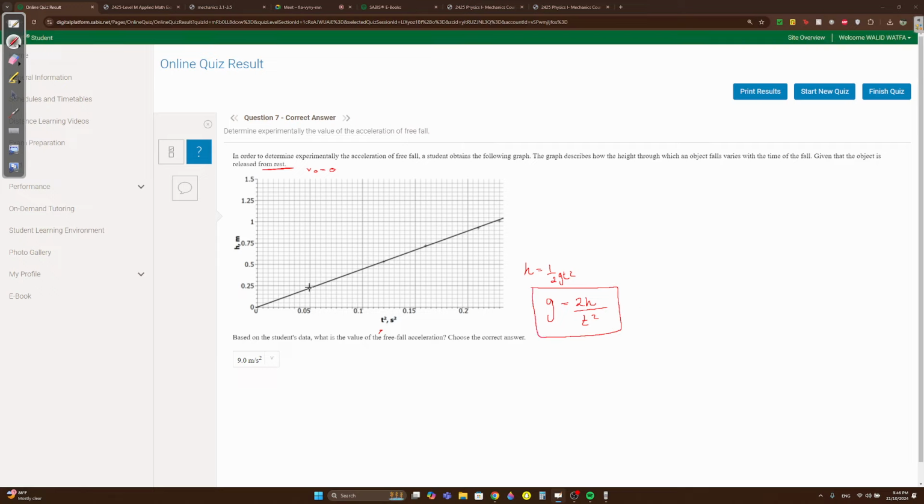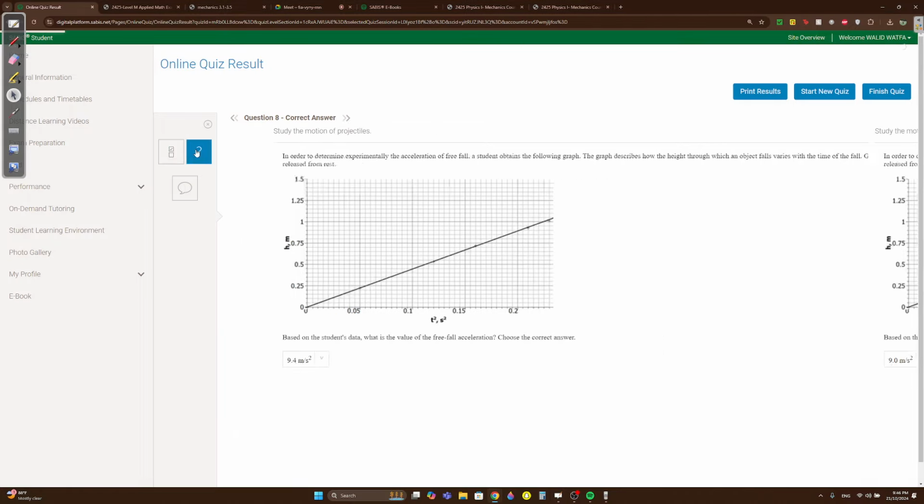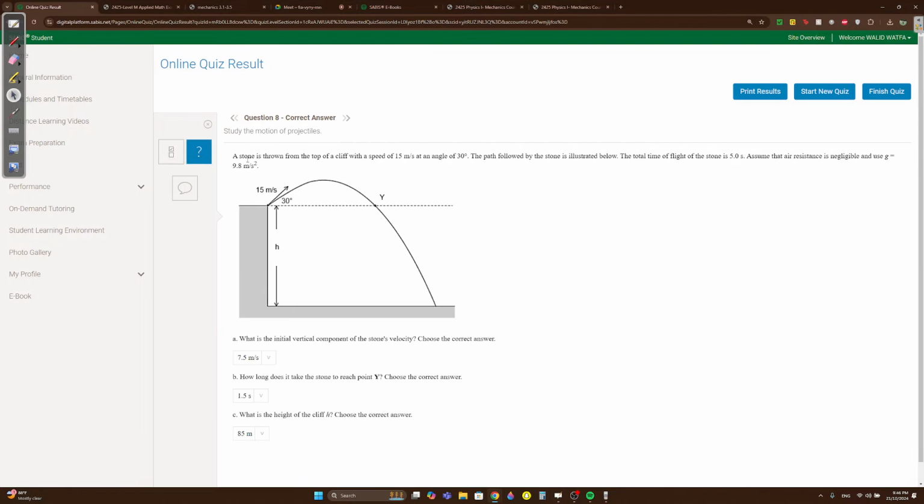Let's take any point. Suppose this one here is 0.1, 0.45. So the height is 0.45, so 2 times 0.45 over t squared. It's already t squared, so you just keep it as 0.1. And you get 9 if you put it in your calculator. Easy. Okay, we'll do this fast.